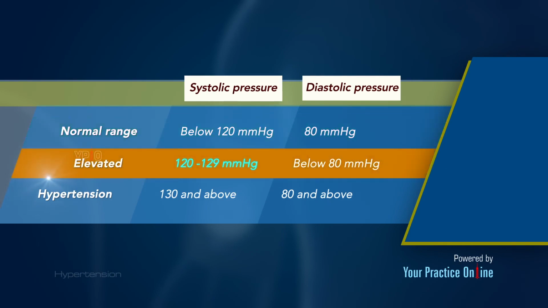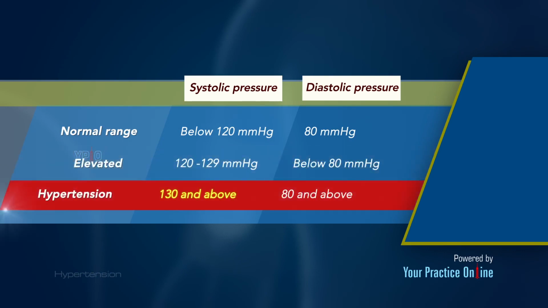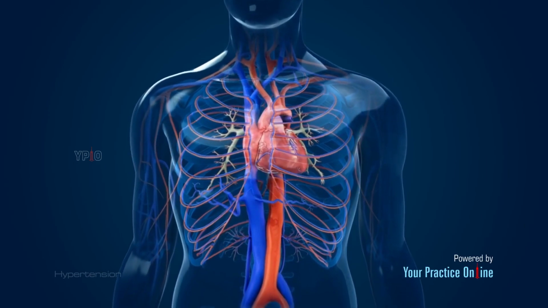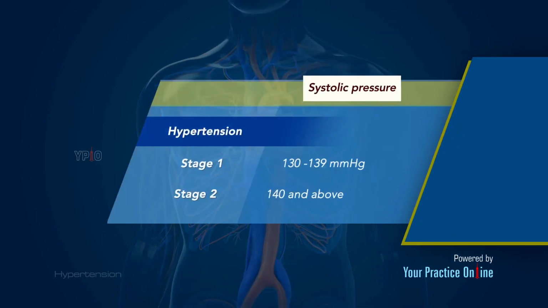A systolic range of 120 to 129 with a diastolic below 80 is considered elevated but not diagnosed as hypertension. A systolic blood pressure of 130 and above and a diastolic pressure of 80 and above indicates hypertension, which can cause damage to your heart, blood vessels, and the organs that they supply, if left untreated. Hypertension is further divided into two stages. Stage 1 hypertension represents a systolic pressure range of 130 to 139, and Stage 2 hypertension indicates a systolic of 140 and above.